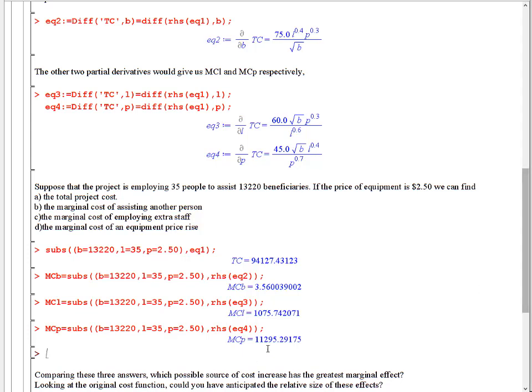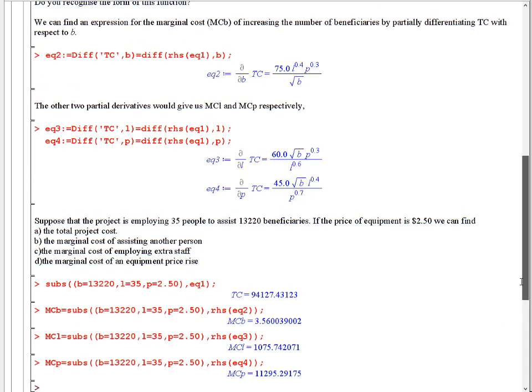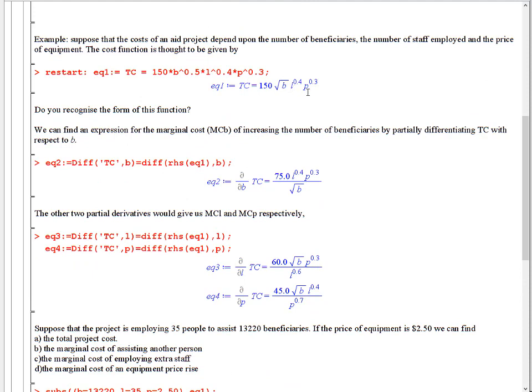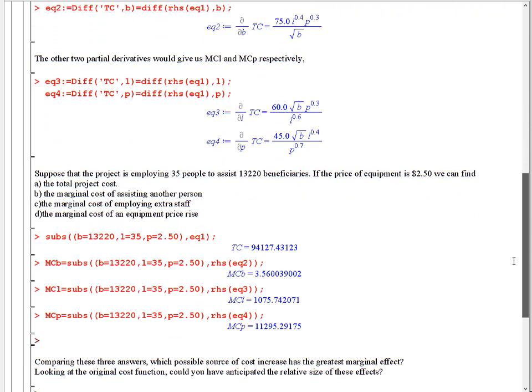So we had to do all this work to figure that out. But if we look back at the original cost function, it's not easy to tell from the cost function that this would give us the biggest impact and this would give us the smallest impact, and this would be between. It's not easy to tell that from the original function. You have to do this calculation to work that out.